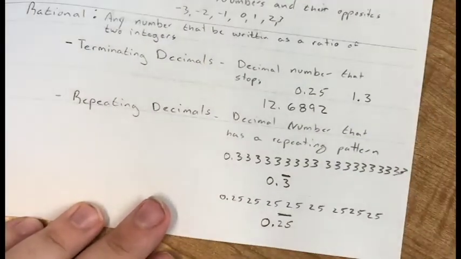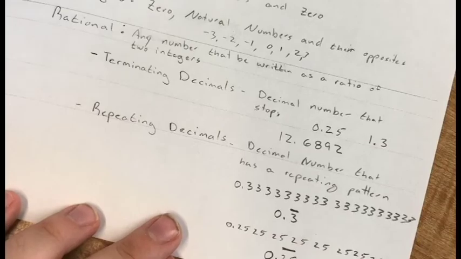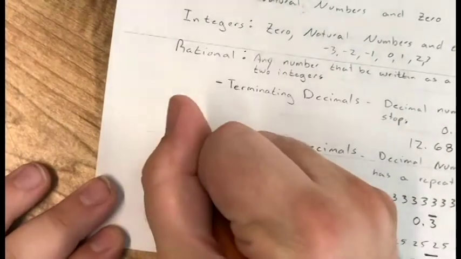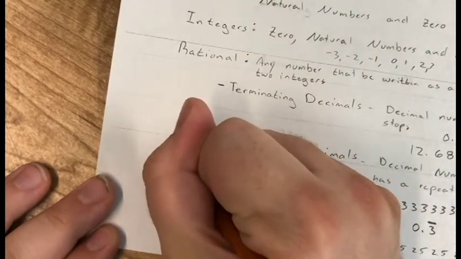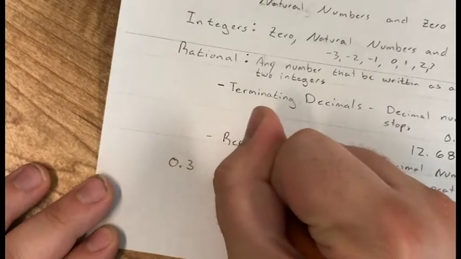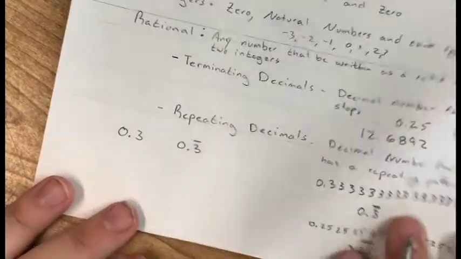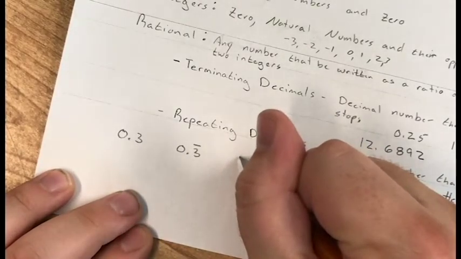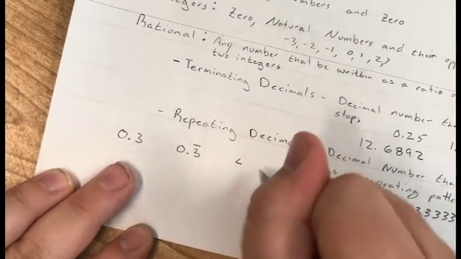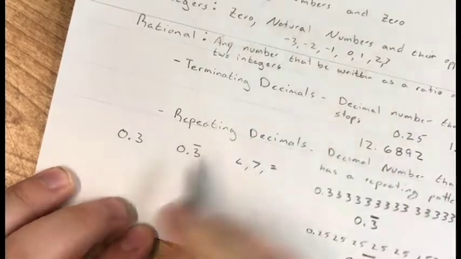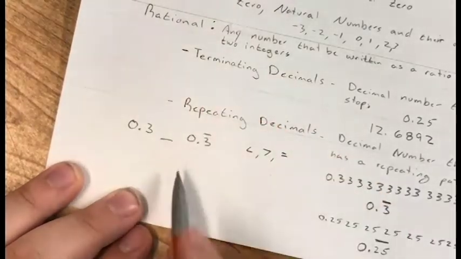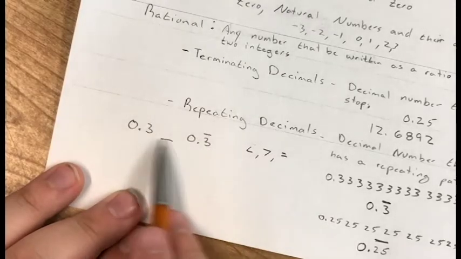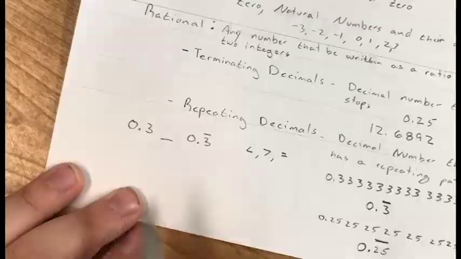All right? Now, I'm going to take a little bit of a side note here, and I want to show you something. There is a huge difference between these two numbers. So the question that I'm going to ask you is this: is 0.3 less than, greater than, or equal to 0.3 repeating to infinity, with bar notation? So take a moment, pause the video, and see what you think.